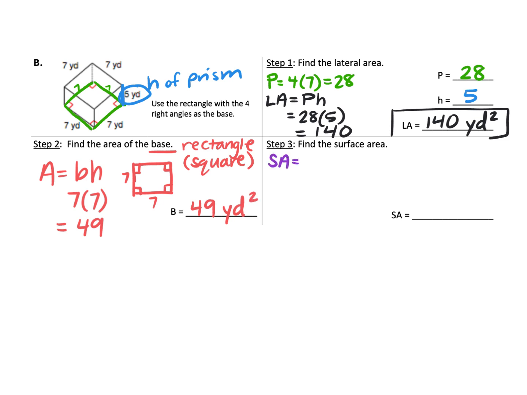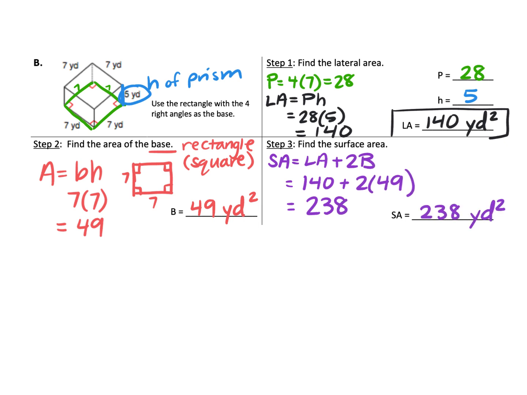Now we have everything we need to calculate the surface area. The surface area is just the lateral area we calculated in step 1 plus 2 times the area of the base that we just calculated in step 2. So let's do 140 plus 2 times 49. And you can actually just type that whole thing into your calculator and it will give you 238. So the surface area then is 238 square yards.